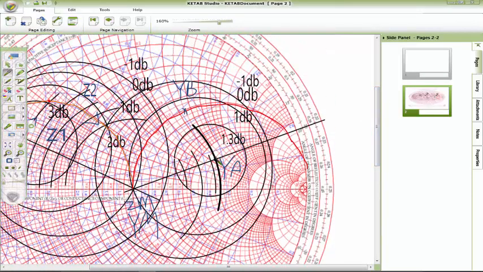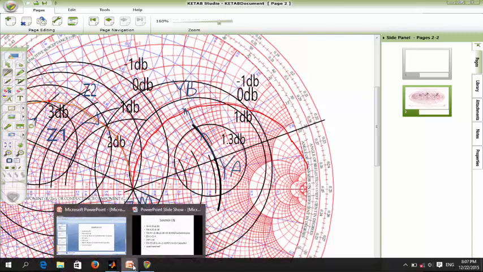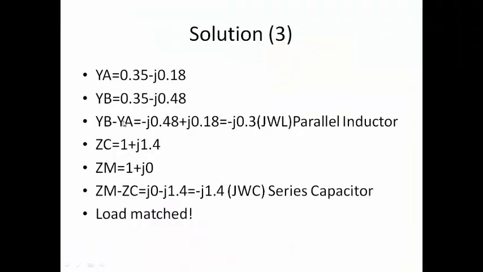So I will move from here to here. This means I want to move anti-clockwise on a blue line. So we have a parallel inductor. As we can see here, YB minus YA equal minus J 0.48 plus J 0.18. So we have a parallel inductor with magnitude minus J 0.3.